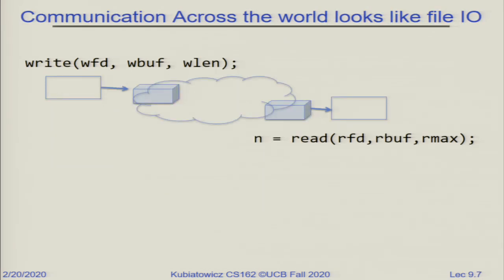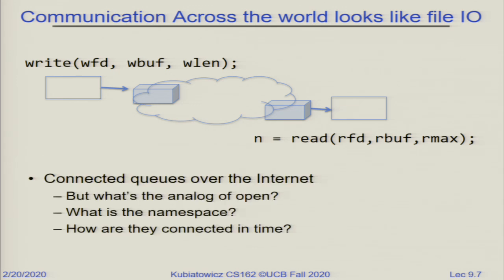And among other things, what if it's not on the same piece of hardware? There's a little cloud in the middle. On one side we've got San Francisco, on the other side we have Beijing. You write on one side and you read on the other, and communication has happened. Ta-da, right in the middle. So we want an abstraction of a queue that looks like reading and writing on either side, but goes across machines, maybe across the world. These are like connected queues over the internet.